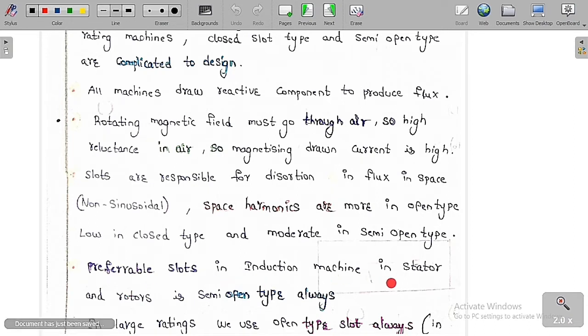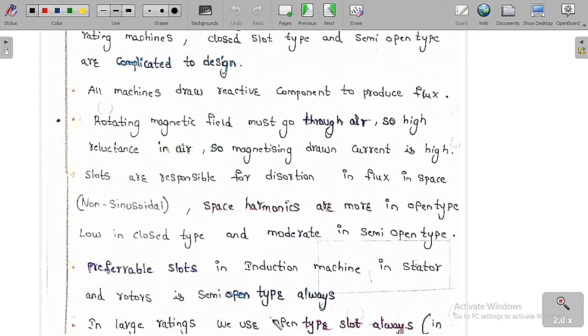The preferable slot in an induction machine, in the stator and the rotor, is always the semi-open type. See, out of these three slots, we always prefer only the semi-open type slots. So semi-open type slots are highly preferred on the stator and also on the rotor of an induction machine, because all the things are moderate here. If you compare open type and closed type, in the semi-open type all the things are moderate. Nothing is very low, nothing is very high. Everything is in the moderate region. So we prefer this one only.